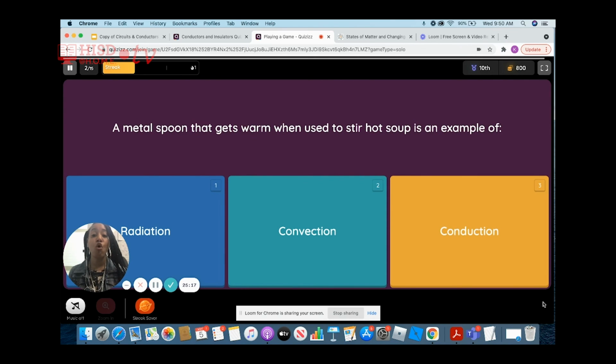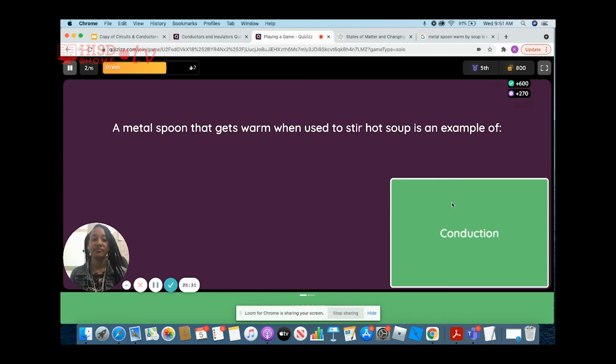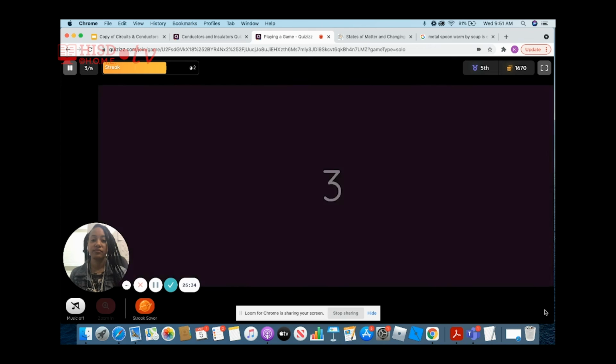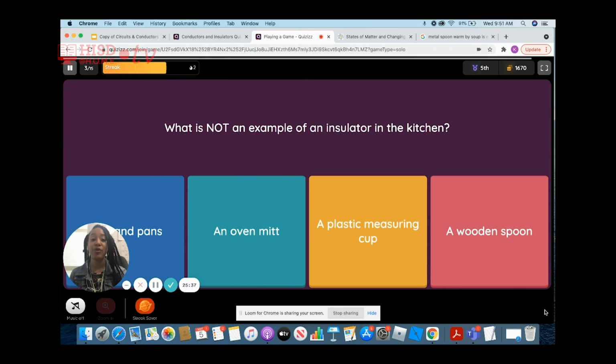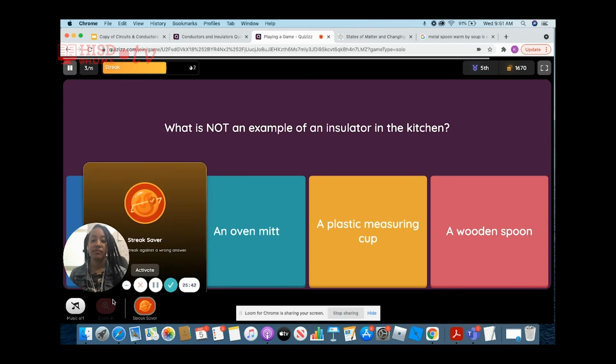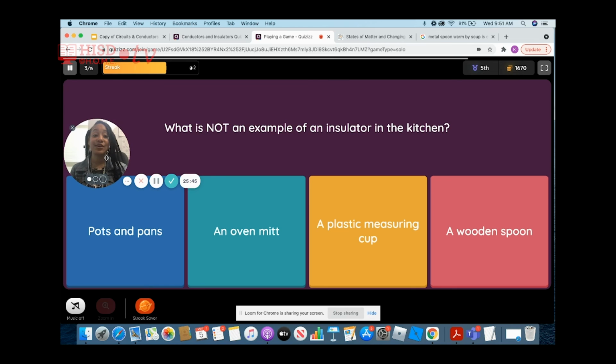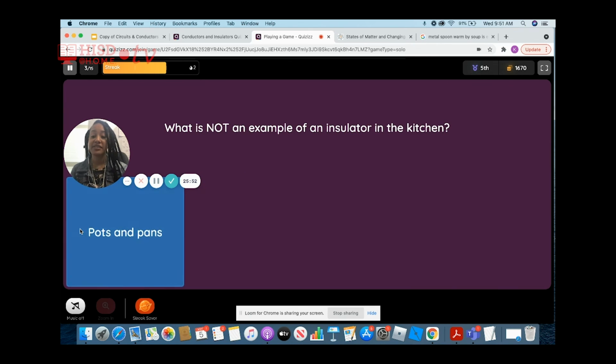A metal spoon that gets warm when it is used to stir hot soup is an example of... If you said conduction, it is correct. What is not an example of an insulator in the kitchen? Yes, an example of not an insulator in the kitchen would be an object that is typically metal. The objects that are typically metal out of the four are pots and pans.